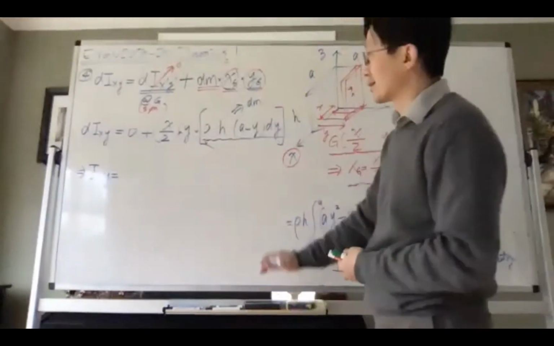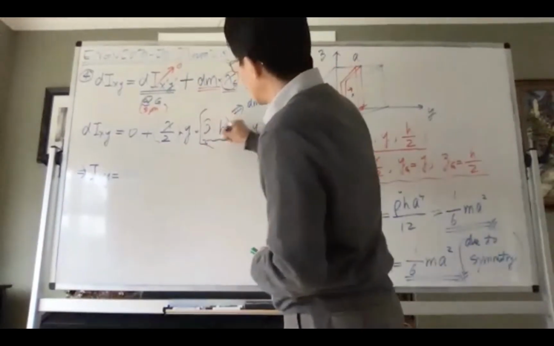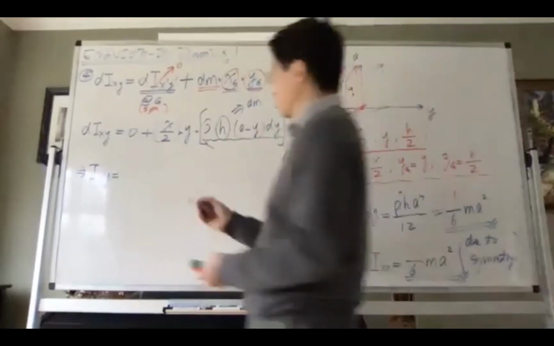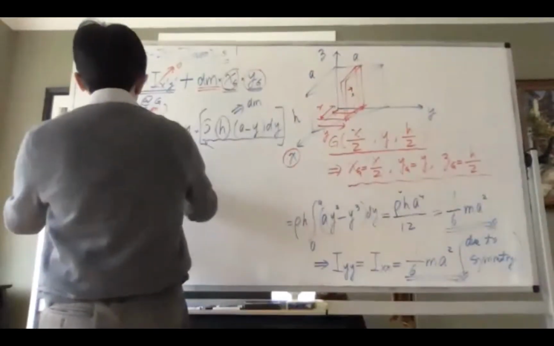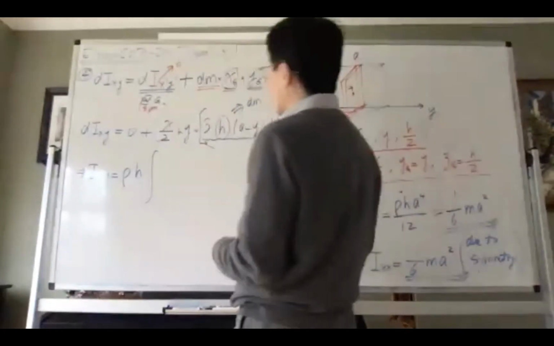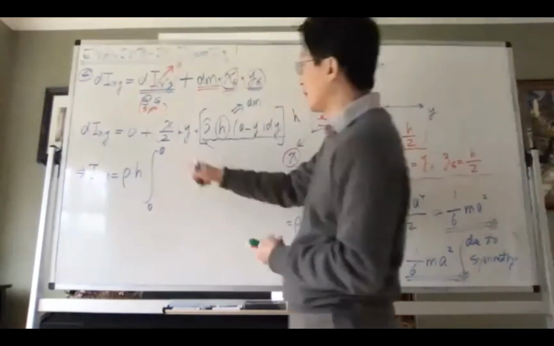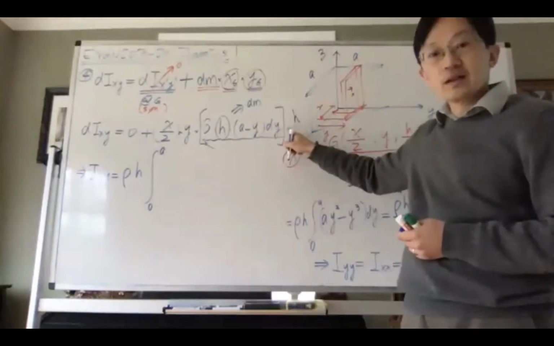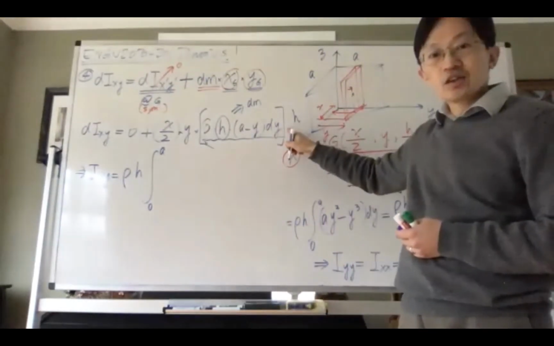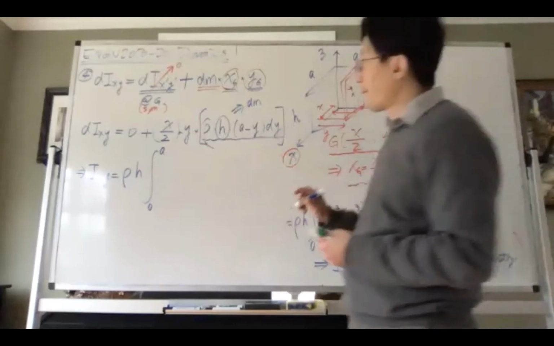And here, what are the constants? You know, rho is constant, h is constant. You can take them out. So this becomes rho times h. They integrate everything from 0 to a. Why is it from 0 to a? Because we are using dy. So the value of y is from 0 to a.